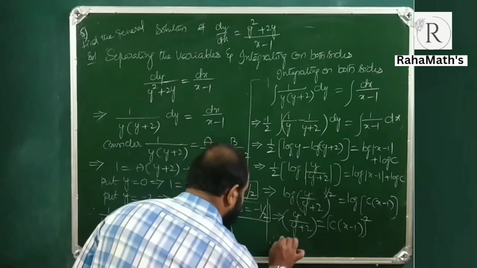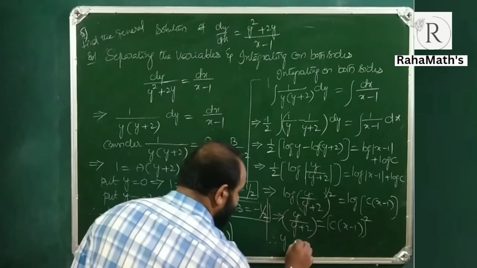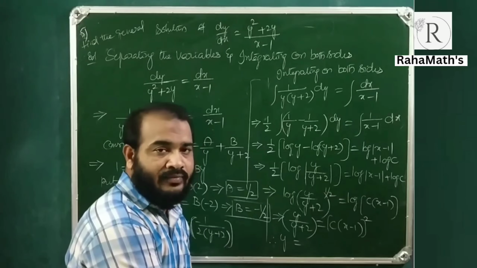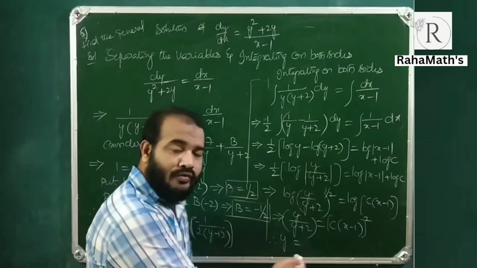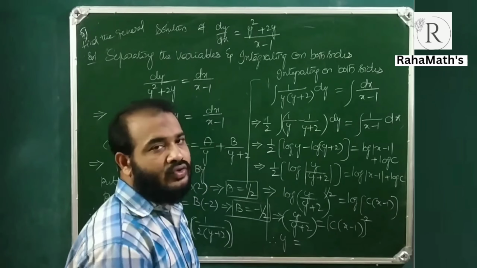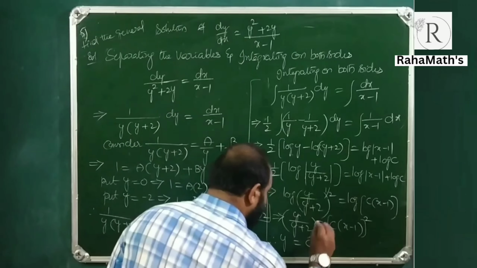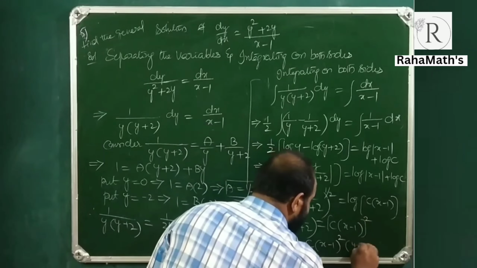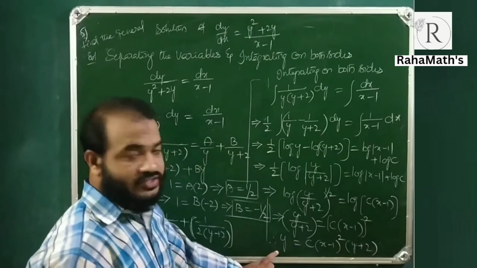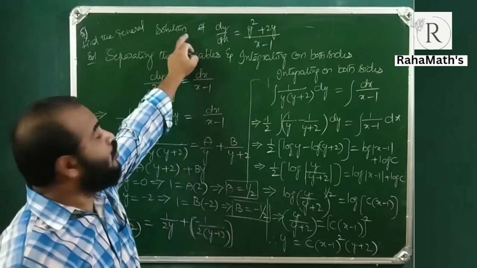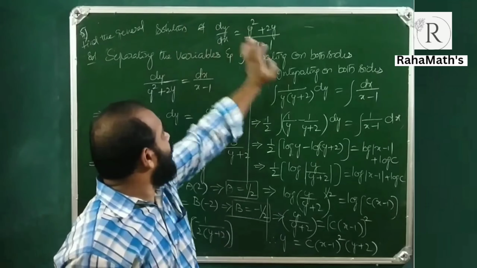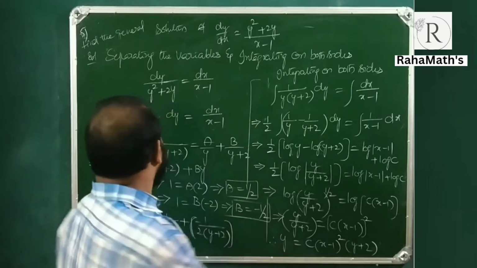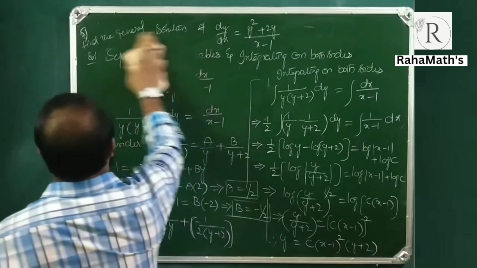Therefore, we have y is equal to c square. c square can even be written as c or k. So if you write c square even, it is also not wrong. So y equals c into x minus 1 whole square into y plus 2 is the required general solution of dy by dx equals y square plus 2y by x minus 1. So now let us see the next question.